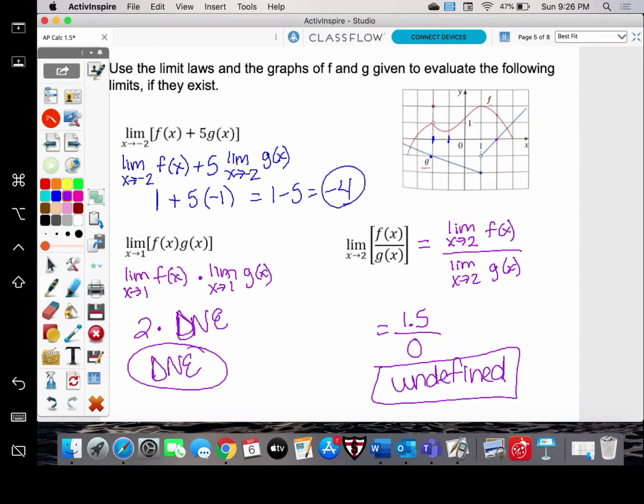So you would want to show those steps and then not leave your answer as 1.5 divided by 0, because we all know as good mathematicians that is illegal. So you'd want to take it a step further and either say that that limit does not exist or it is undefined.